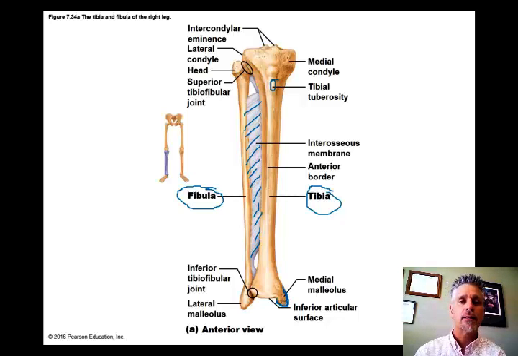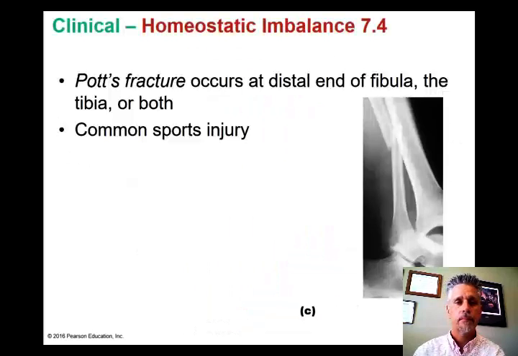Now the fibula has the lateral malleolus that matches up with the medial malleolus of the tibia to form the ankle joint. So we have a lateral malleolus on the fibula, and up here we have the more rounded head that forms a joint here with the tibia. Now, one other thing, we talked about a callus fracture. There's also a Pott's fracture. So Pott's fracture is where you have a broken end of the fibula or even the tibia or both. So you really impact that ankle.